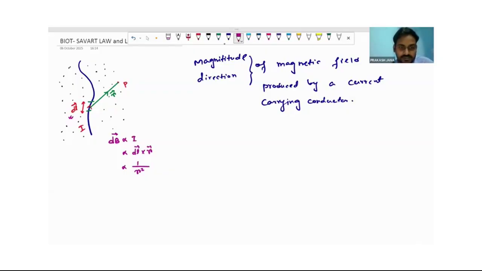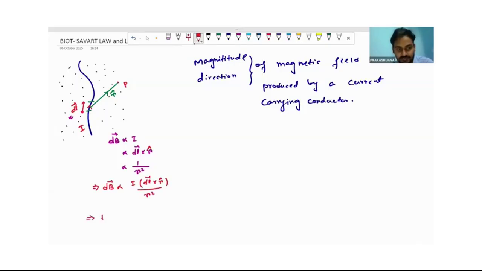Okay, so see, I made a mistake here. This is not actually R vector, it is R cap, which means it is a unit vector. If we combine these three relations, we will have dB proportional to I dl cross R cap by R square.